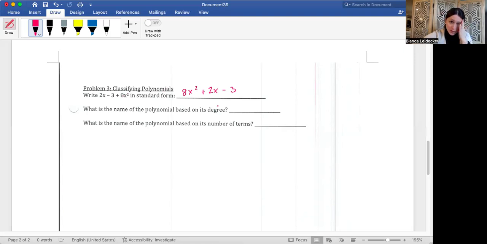What is the name of the polynomial based on its degree? Well, looking at just the term with the largest degree, this would be called a quadratic, because there's 2. Then, based on terms, there's 1, 2, 3 terms, and so this is a trinomial.